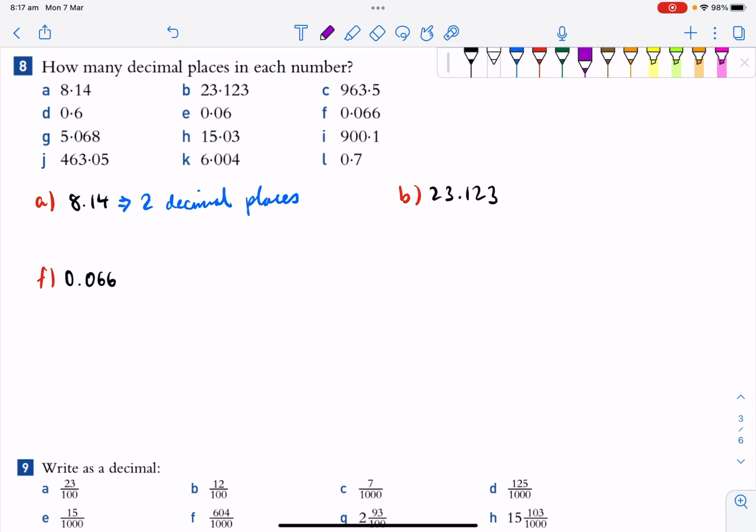Let's look at the next one. Here you can see we have the decimal, and after we have 3 digits. So logic tells us this is 3 decimal places. And then over here with question F, after the decimal, we have 3 digits, including that 0. That's fine, you can include that 0. Okay, so that's 3 decimal places. And that's that.